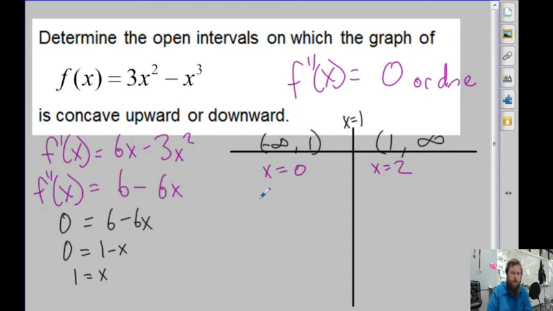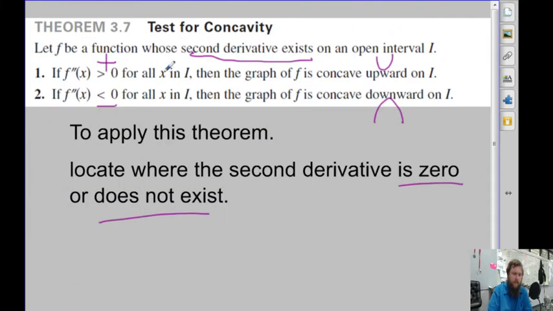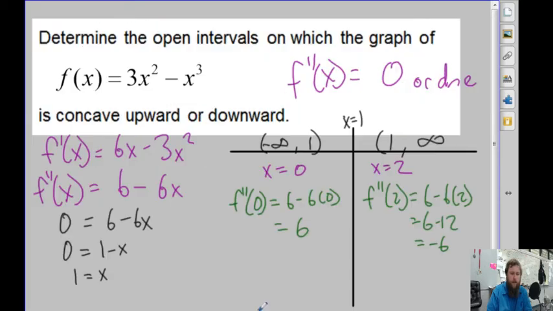So let's plug those in. If I plug x equals 0, I'm going to test the second derivative. F double prime of 0 is going to be 6 minus 6 times 0, which is going to be 6. And over here on the right, f double prime of 2 is going to be 6 minus 6 times 2, which is 6 minus 12, which is negative 6. And going back to that test, we want to find out when the second derivative is positive or negative. In the case on the left, we have a positive.